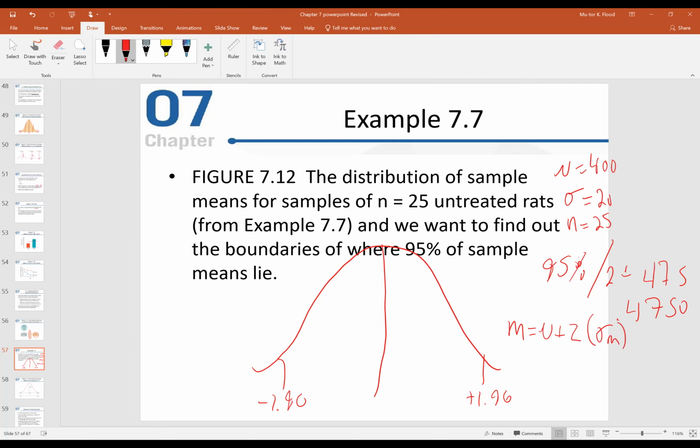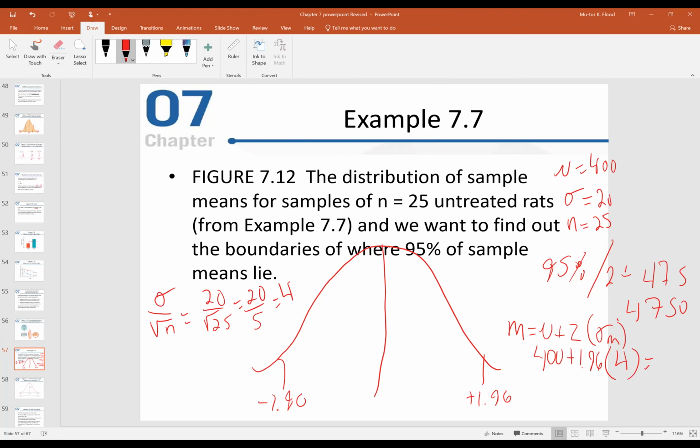For this one, the population mean is 400 plus the z-score of 1.96 times the standard error of the mean. We haven't calculated the standard error of the mean yet, so let's do that. The standard error of the mean is the standard deviation divided by the square root of the sample size. So that is 20 divided by the square root of 25, which equals 20 over 5, which equals 4.